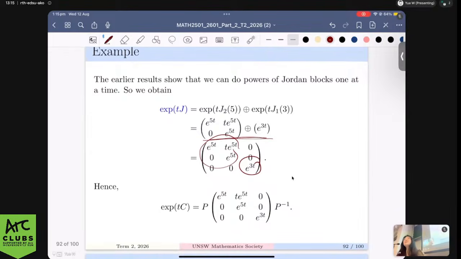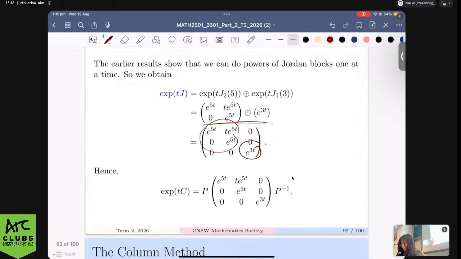And in the end, you just want to combine everything together. So if you combine everything together, you can again just chuck this in and put the P inverse in as well. And if you want, you can also expand it out to get the final expression.